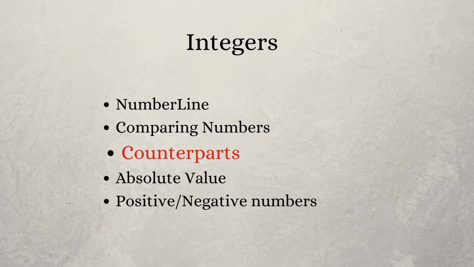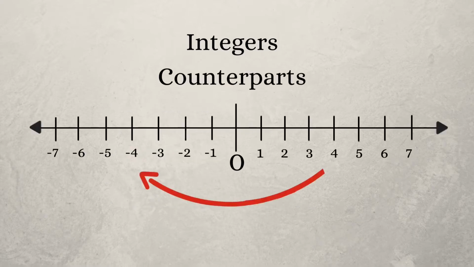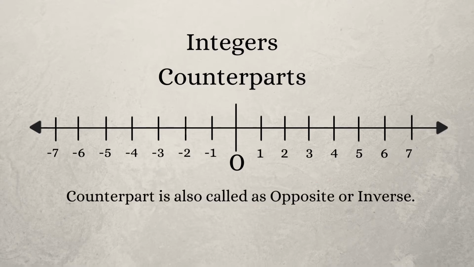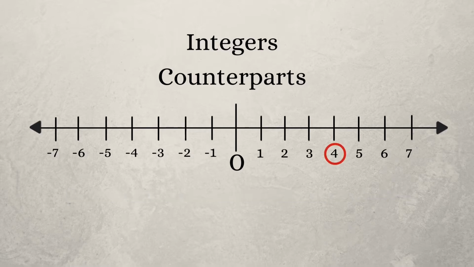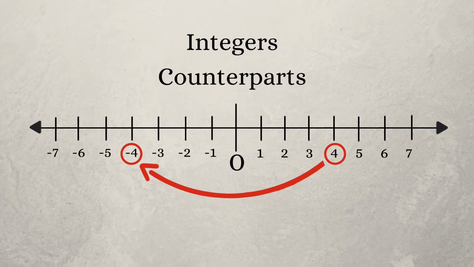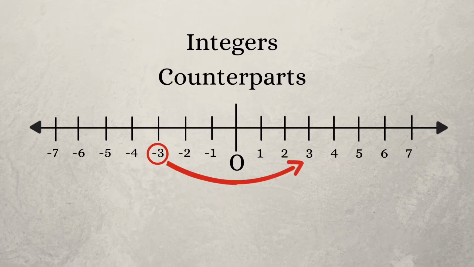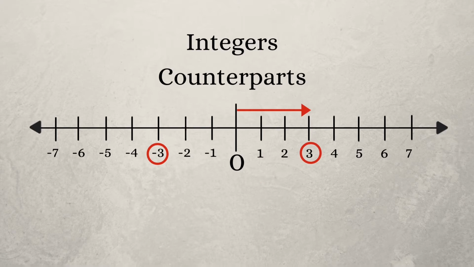Moving on to counterparts. Every positive number has a negative counterpart and every negative number has a positive counterpart. It is also known as the inverse of a number or its opposite. For example, the inverse of 4 is -4 and the inverse of -3 is 3. If you notice carefully, both the counterparts are at the same distance from 0.